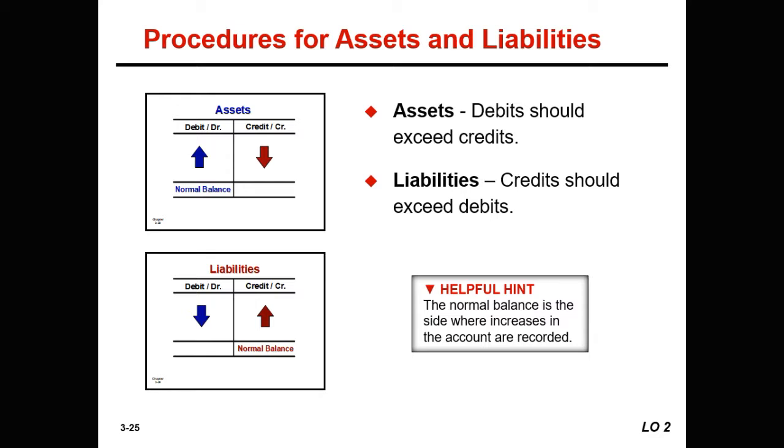So when we are looking at an account, we expect that debits should exceed credits when we're looking at an asset, and that credits should exceed debits when we're looking at a liability. The two-sided effect of each transaction is recorded in the appropriate account. This helps to ensure the accuracy of the recorded amounts and helps us to detect errors.